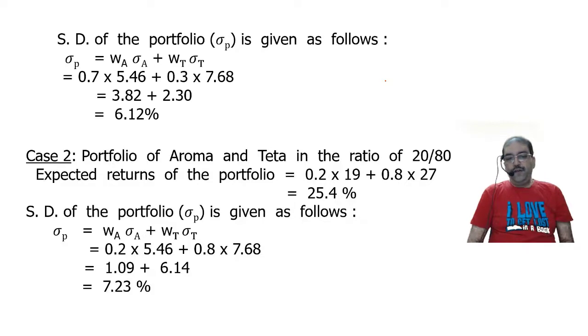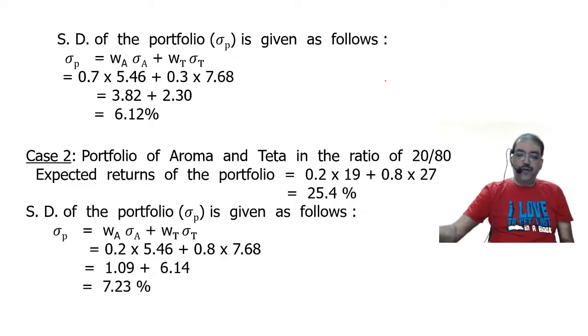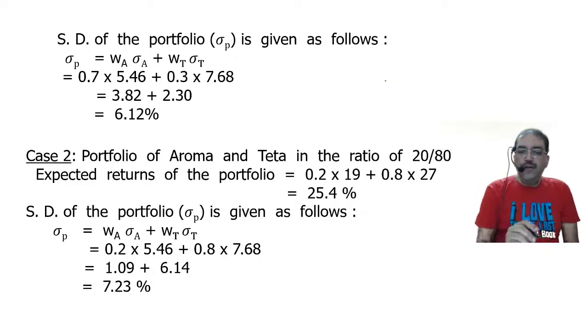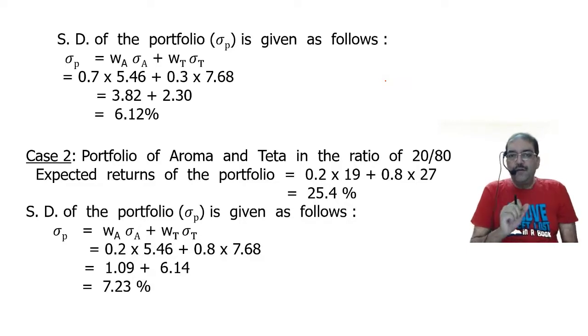Now if you see the question, they've asked us to comment. And if you see in the solution, standard deviation of aroma is higher or standard deviation of theta is higher. Standard deviation of aroma is 5.46. Standard deviation of theta is 7.68. Correct? So which is higher? Standard deviation of theta is higher, which means that theta is much more riskier.